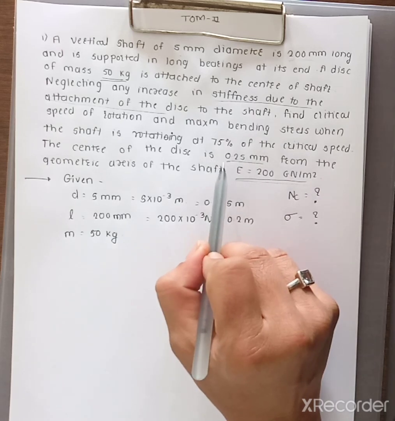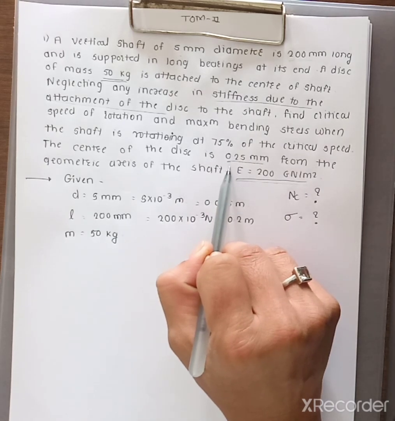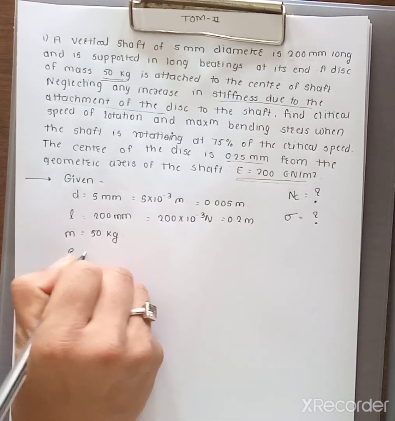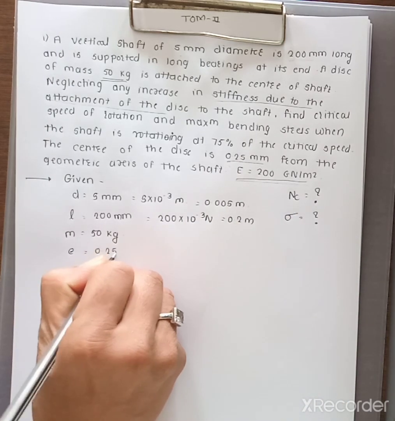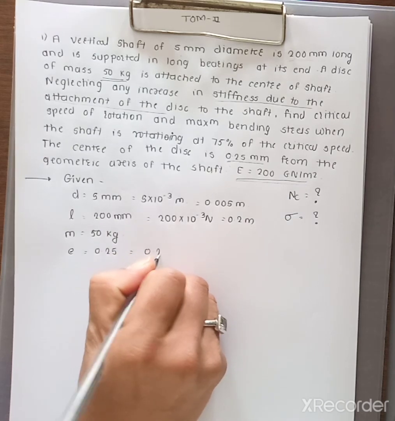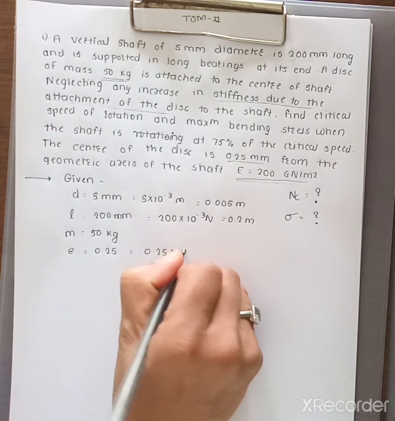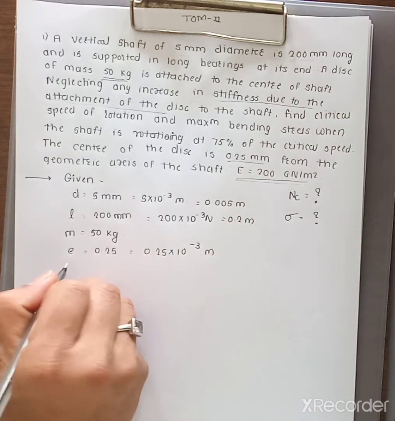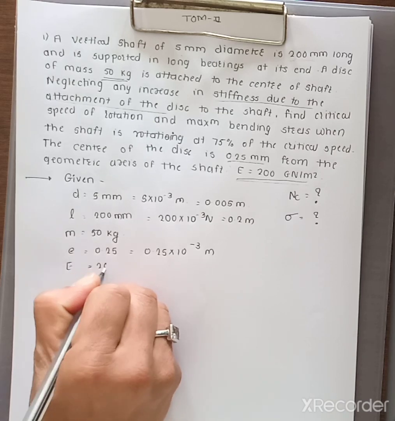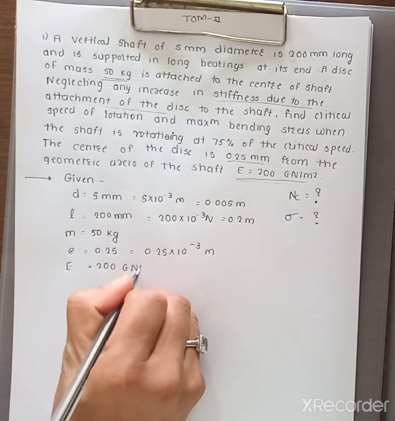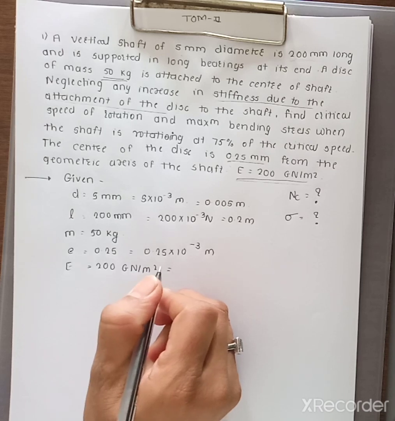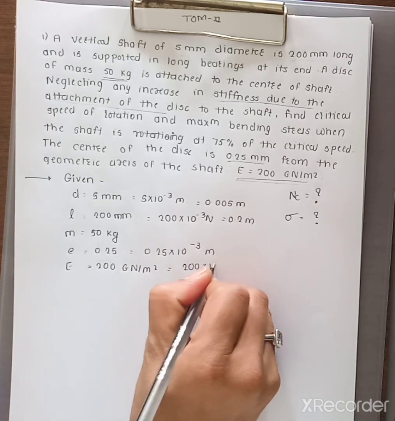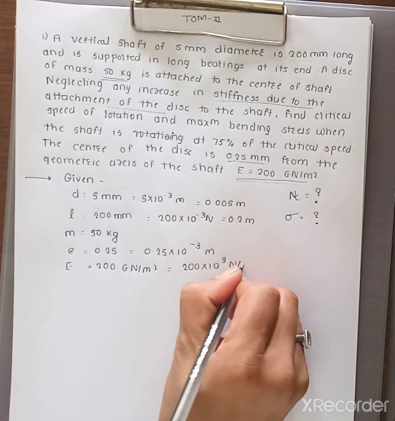Again what is given? The value of e, the center of the disc from the geometric axis, is 0.25 mm. We will have to convert it to meters, into 10 raised to minus 3 meters. And E is given, that is 200 GN per meter square. We will have to convert it into Newton per meter square. Therefore 200 into 10 raised to 9 Newton per meter square.